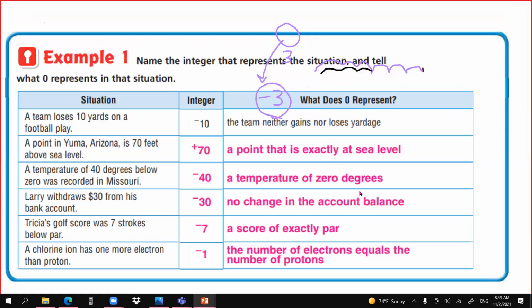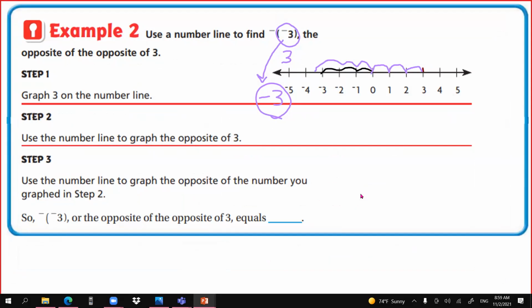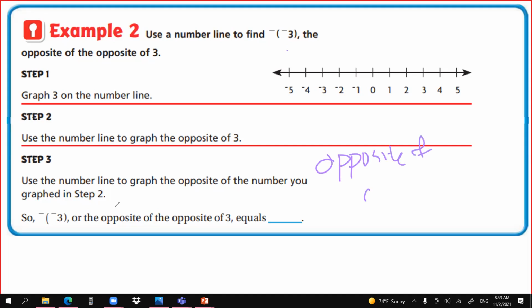Just a minute here. Teacher, I don't understand. I didn't understand this part a lot. How the negative of 3 is -3. The opposite of 3. What do I mean by it? I ask you now the opposite of opposite of 3. First of all, what is the opposite of 3?